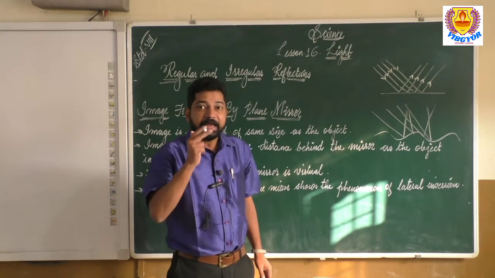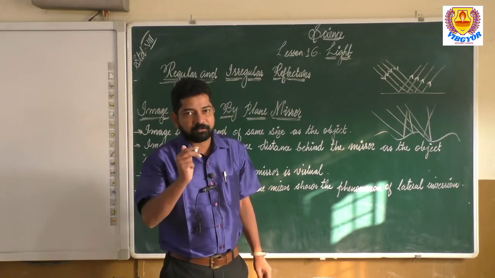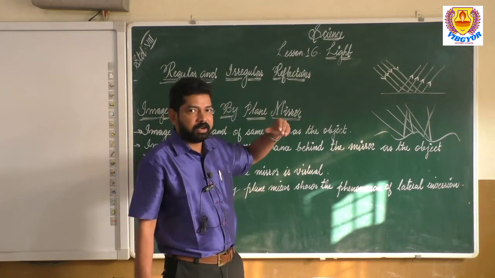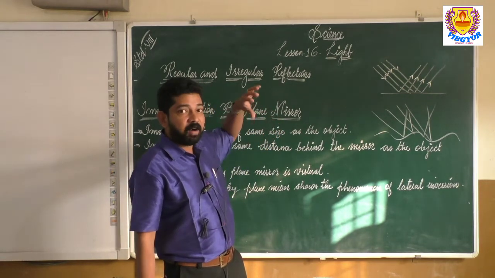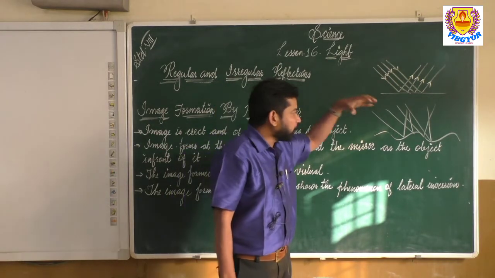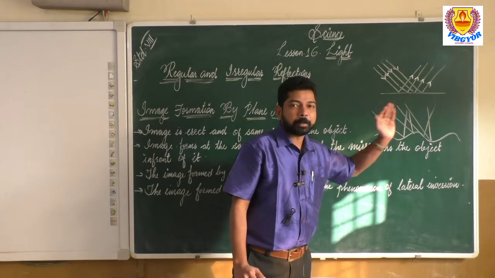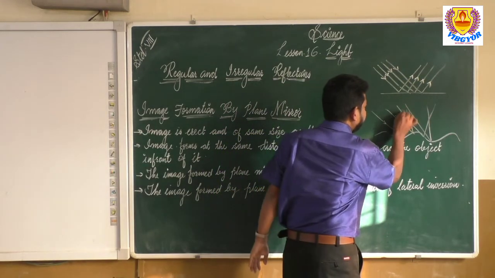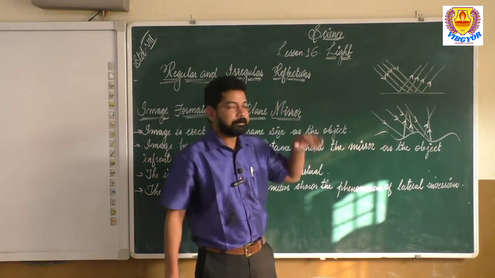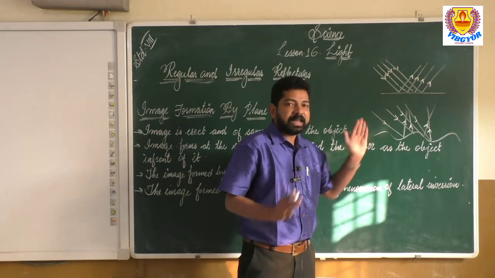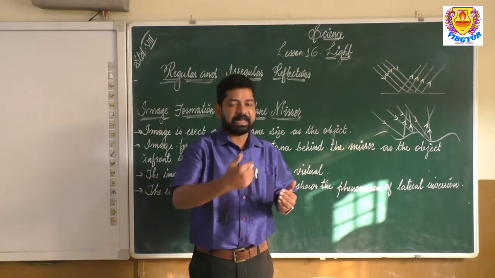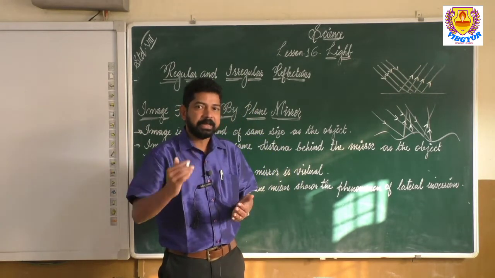Regular reflection gives clear images. Hope it is clear. Another situation I will tell you. When a beam of light falls on an irregular surface, the light rays will get reflected, but all the light rays won't be in the same direction. They will reflect in different directions. As they reflect in different directions, we won't get a clear image.